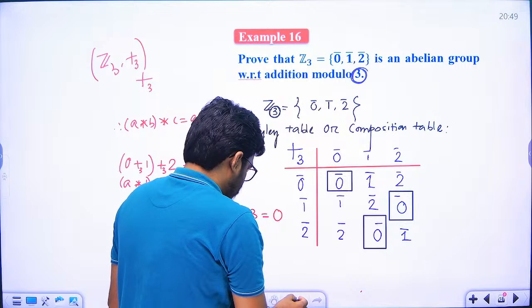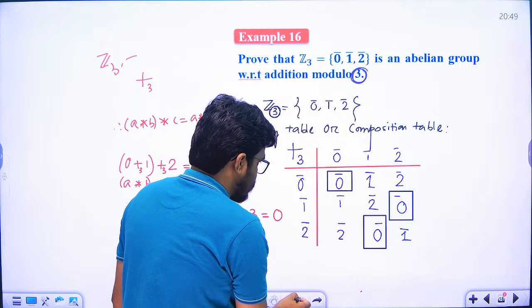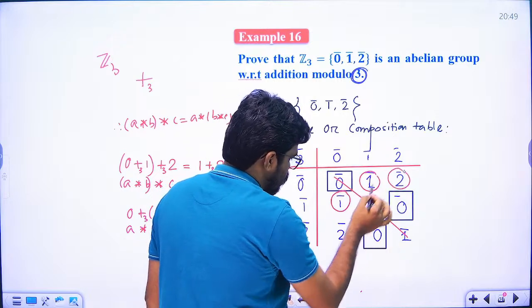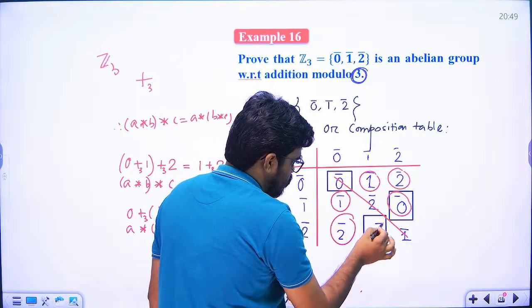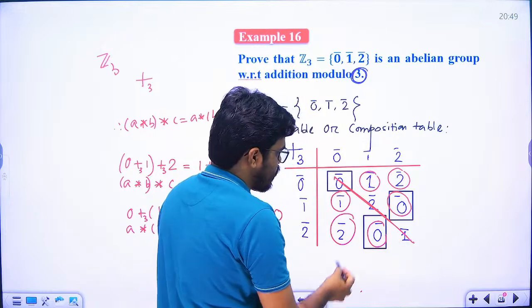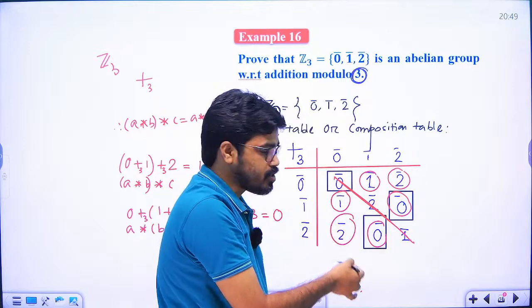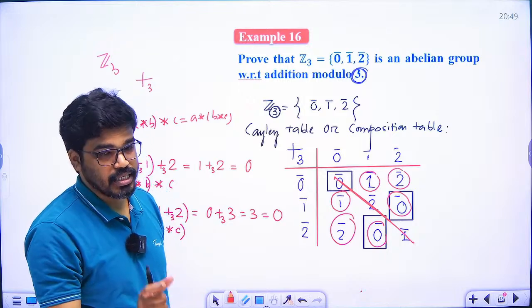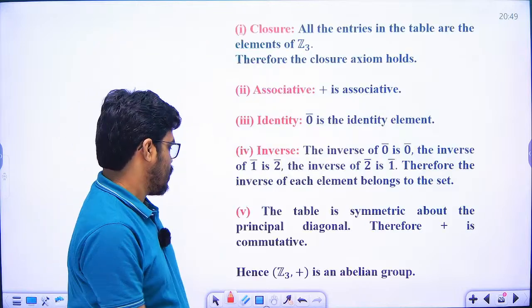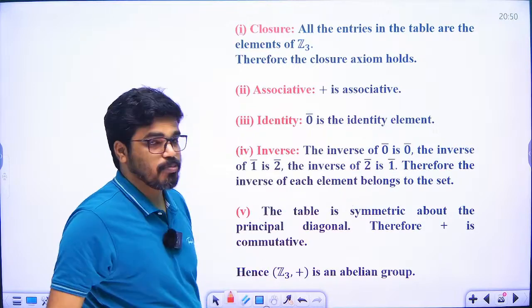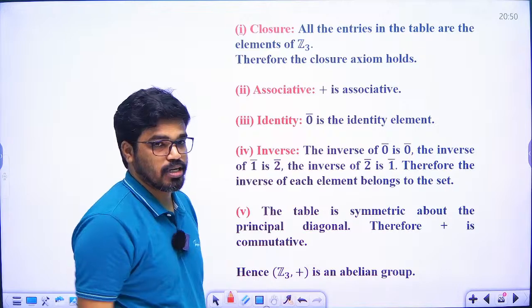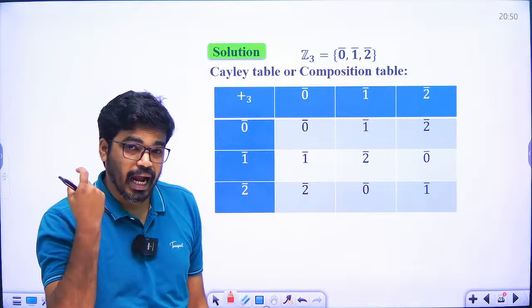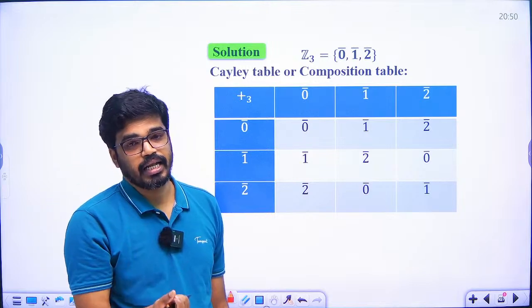Just see, this matrix that we can see is a symmetric matrix, right? 1 1, 2 2, 0 0 is the principal diagonal. This is a symmetric matrix, so this will be commutative, that is, addition is commutative, right? The table is symmetric about the principal diagonal, therefore addition is commutative. So we conclude that Z3 with respect to addition modulo 3 is an abelian group.